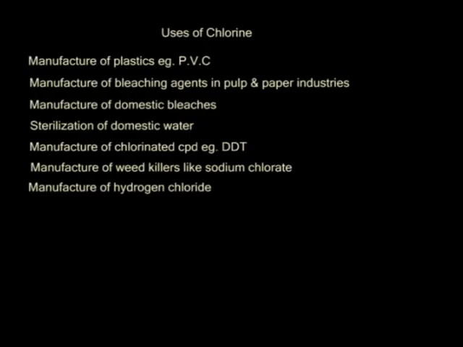It is used in the manufacture of chlorinated organic compounds. These include DDT, which is used as an insecticide. Note that the use of DDT has been discontinued in many countries of the world because of its pollutant effect on the environment. Others include tetrachloromethane, 1,1,2-dichloroethane, and trichloroethanol. It is used in the manufacture of weed killers such as sodium chlorate, and manufacture of hydrogen chloride, which is dissolved in water to form hydrochloric acid.